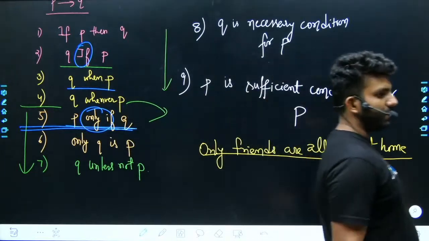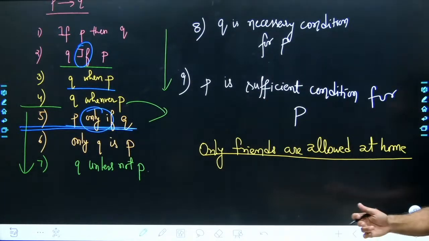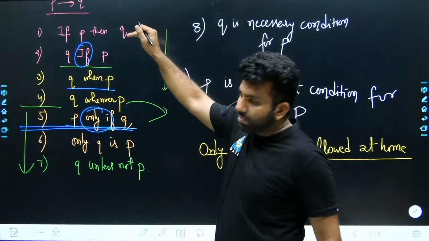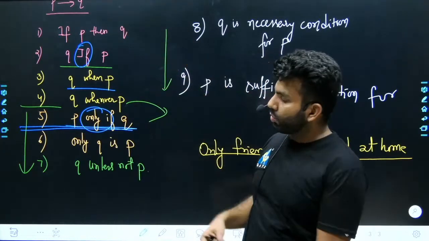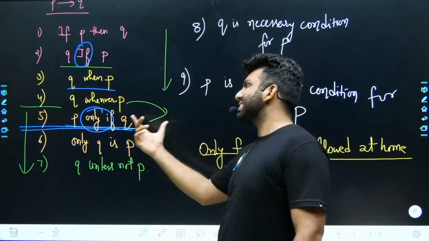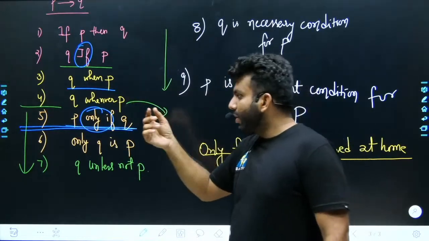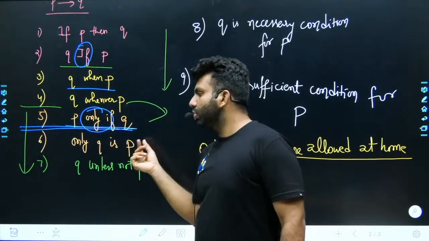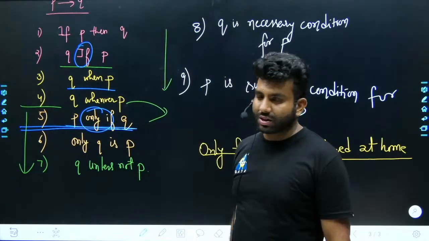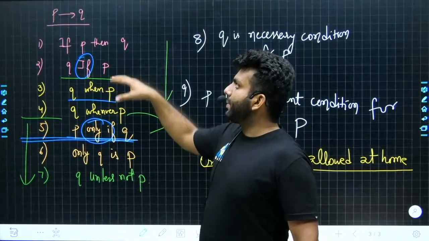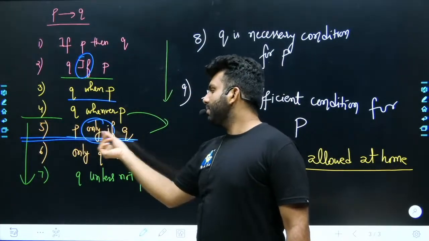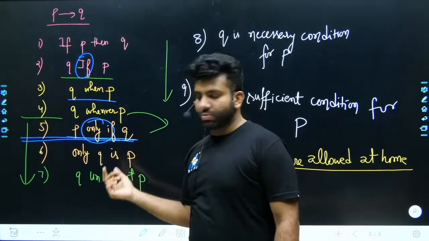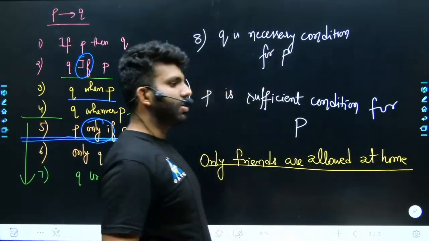Only Q is P. Let's understand how it works, because I have given you some standard examples, that you may encounter sentences like this. Now you need to understand whether this is Q or P, or this is P or Q. For that I have written like this, and all of these mean P implies Q only. So this means P implies Q. This also means P implies Q. How does it work? Let's understand it now.